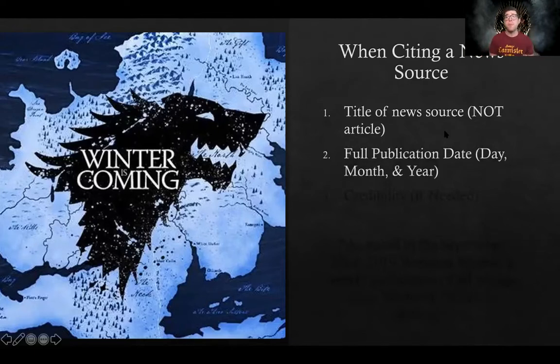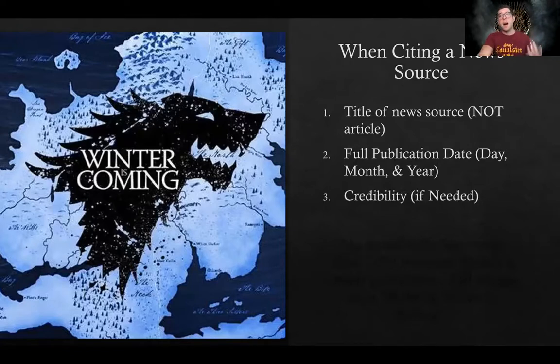I need the full publication date, so the day, the month, and the year that this article came out. And that's because popular news sources are published hourly, minutely, daily, monthly, annually. Like every day the New York Times has a series of top stories. So this is not something that's just published once a year. This is something that's published every hour. It's refreshed. So that's why you need the full day, the month, and the year. And then always you need the credibility if needed.